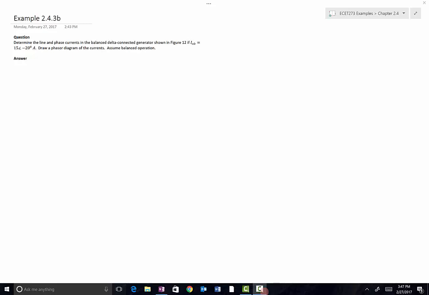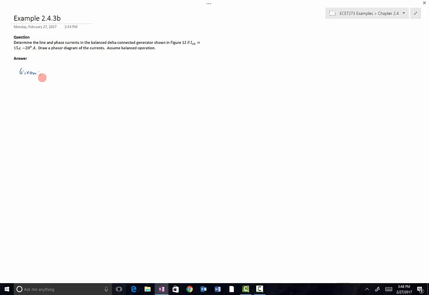Example 2.4.3b. Determine the line and phase currents in the balanced delta connected generator shown in figure 12 if IAB is 15 at angle negative 20 degrees amps. Draw a phasor diagram of the currents. Assume balanced operation. So the given for this problem statement is first that we have a delta connected generator.